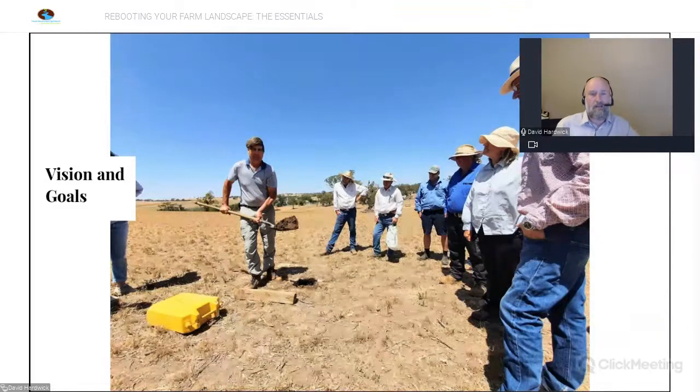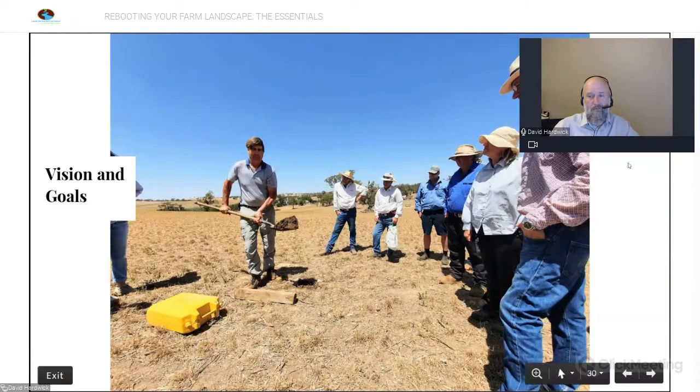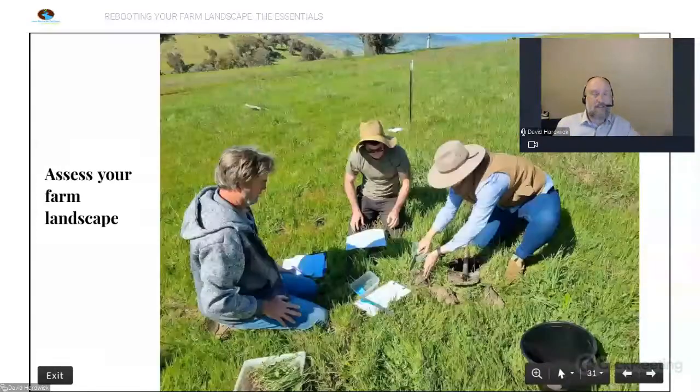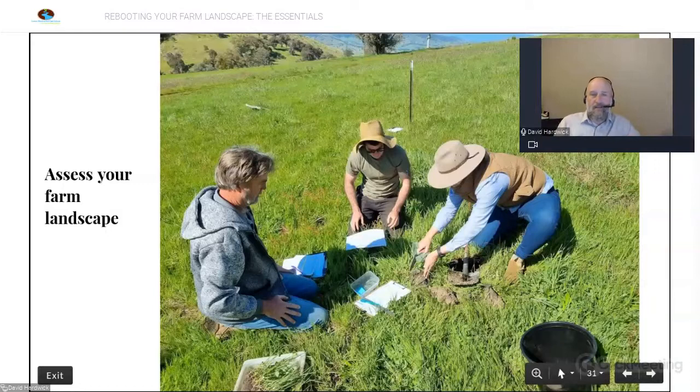We're trying to create landscapes that are actually going to grow food and fibre as well as look after biodiversity. So these are the challenges we have: setting this new vision and these goals. Once you've got an understanding of your rural landscape, and some broad directions for it, then it's a matter of assessing it.